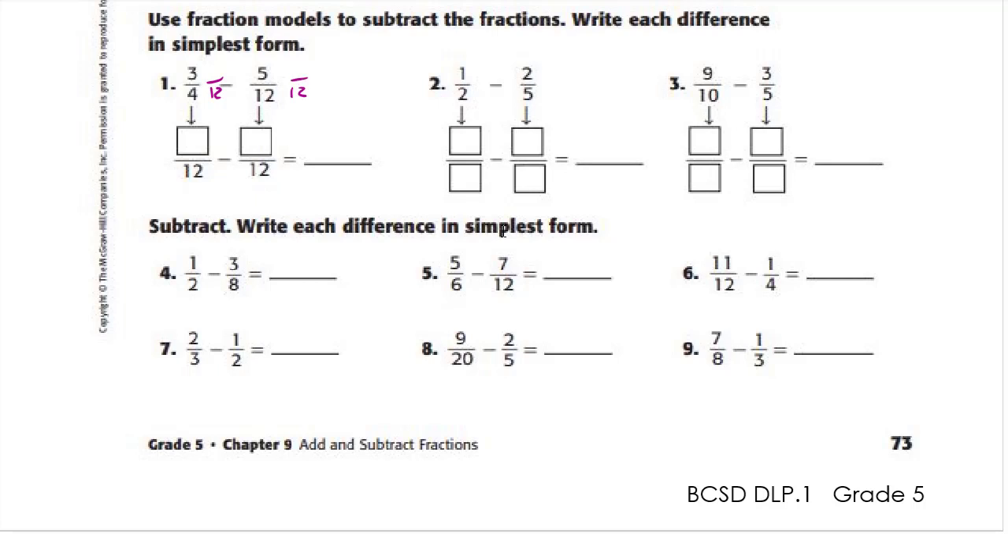4 times what gave me 12? It was 3, correct? So what is 3 times 3? It is 9. So this equals 9 twelfths. Now, over here, 12 times what gave me 12? Well, it was just 1. So 5 times 1 is 5. So that means the 5 goes right here. So what is 9 minus 5? It's 4. Now, they do say in the instructions, write each difference in simplest form. So we know we're not finished yet.